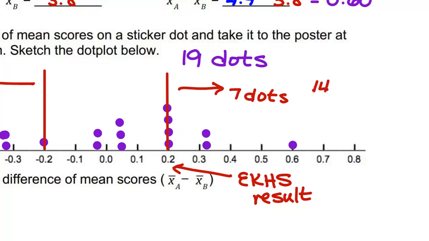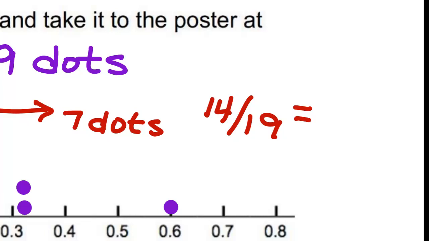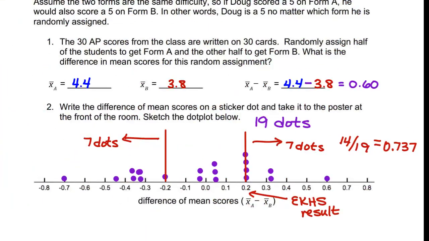So a total of 14 out of 19 had results that were what East Kentwood got, that far away from the mean, or more extreme. What is 14 divided by 19? 0.737 roughly. All right. Let's see where we go from here.